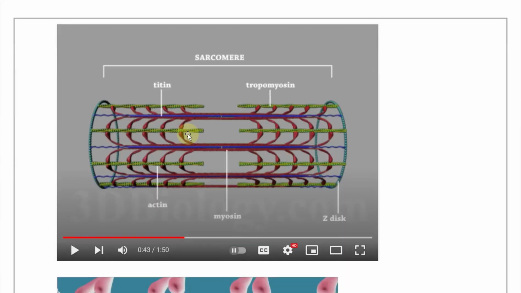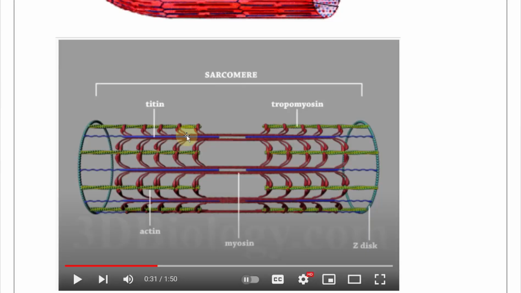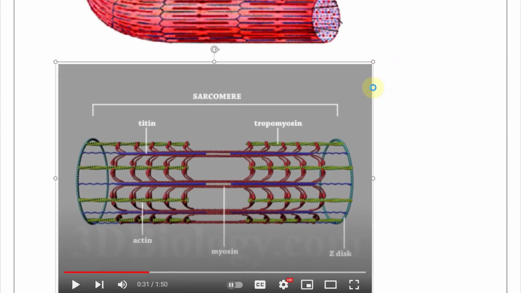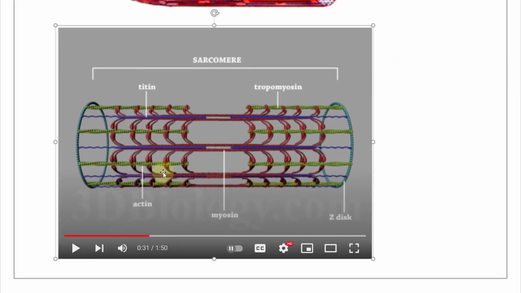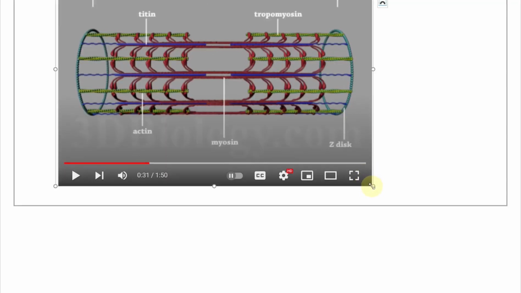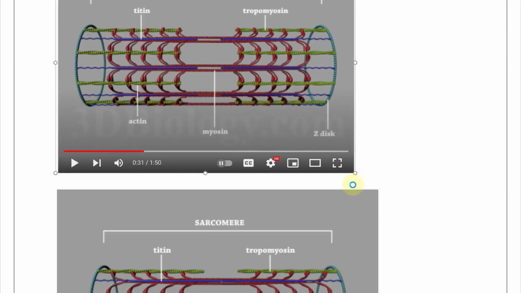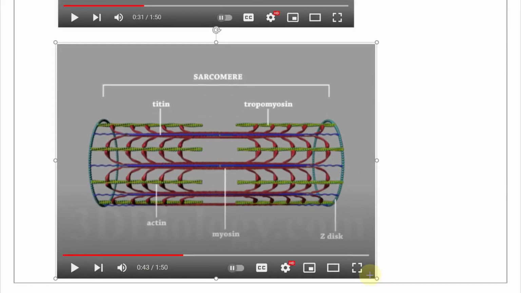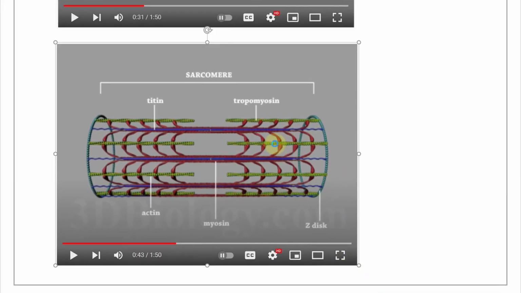This is the disc, the endpoints. Let's have a look here, and let's make this a bit smaller so you can see the contraction. In this case, they're showing the myosin heads one at a time dragging the actin, but it could be at the same time, depending on whether they're getting the ATP, etc.